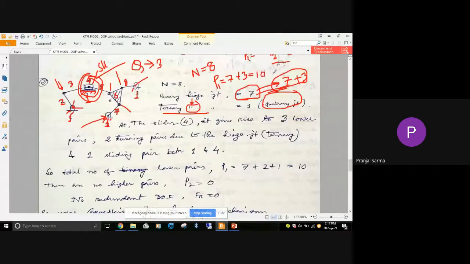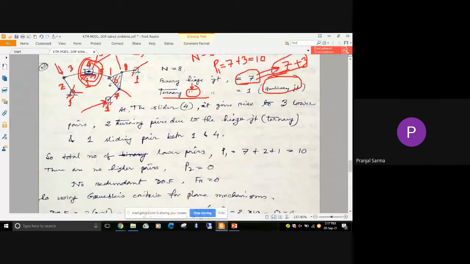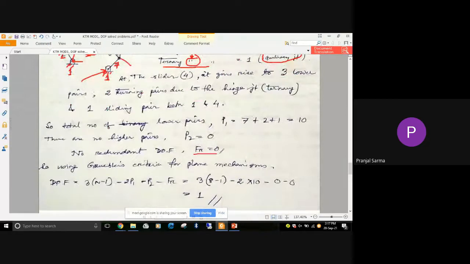And P2 equal to how much? 0. And there is no redundant degree of freedom, so F is equal to 0. Now our task is to just use these values of n, P1 and P2 in the given equation that we already know for degree of freedom.